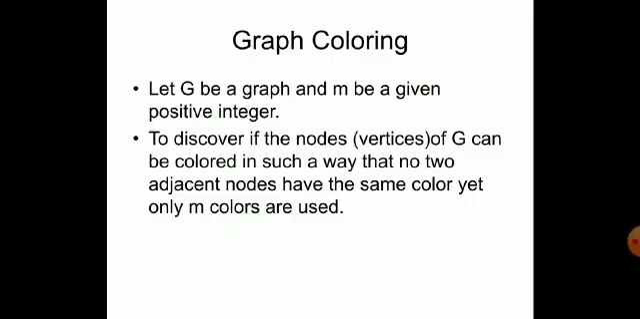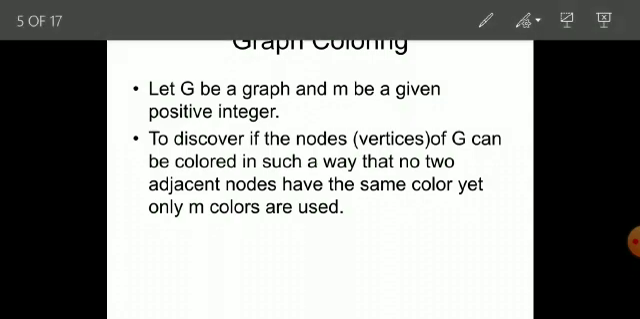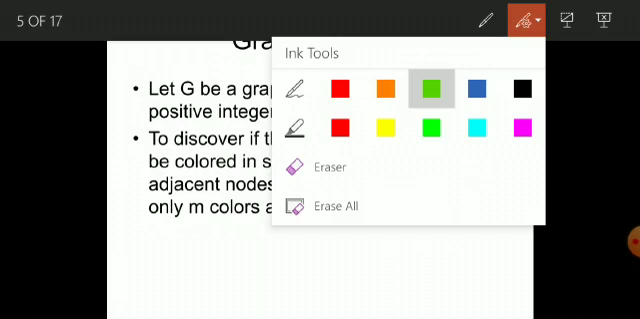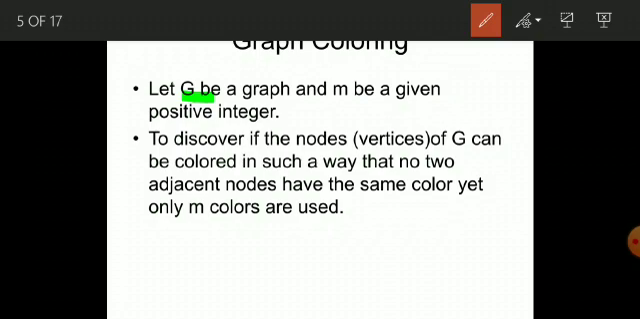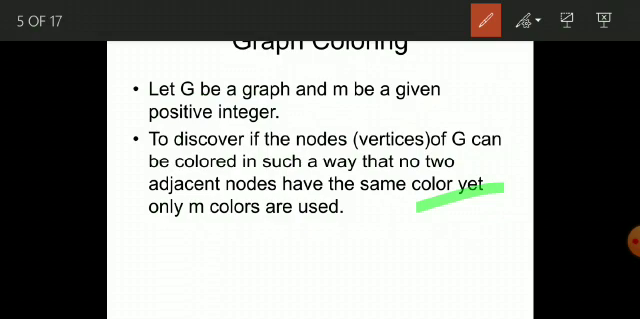Now we are going to start with the first problem under this module, and the problem is the graph coloring problem, which is also called the vertex coloring problem. Now let us understand what this problem is. Here you will be given a graph which is denoted as capital G, and you will be given a certain number of colors, denoted as small m. Now the objective is to color all the vertices of the graph in such a way that no two adjacent vertices have the same color. Let us understand this with an example.